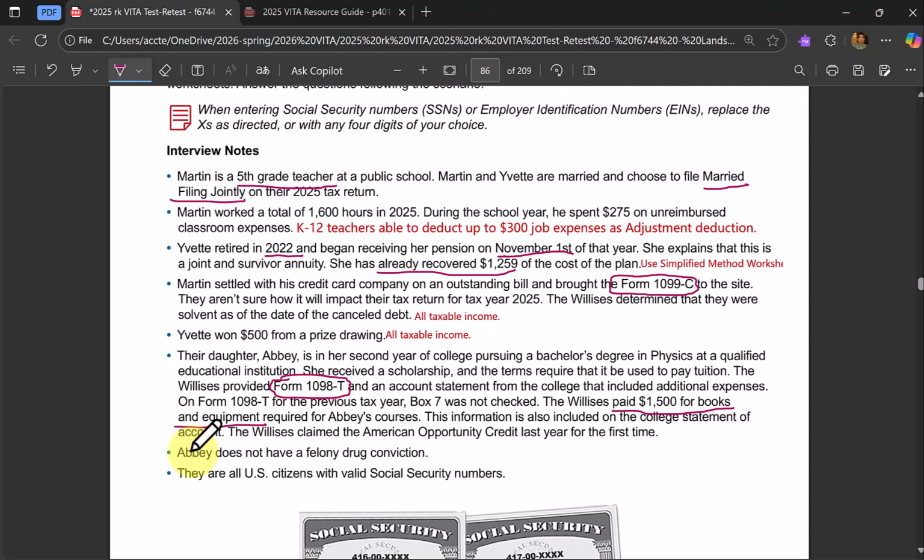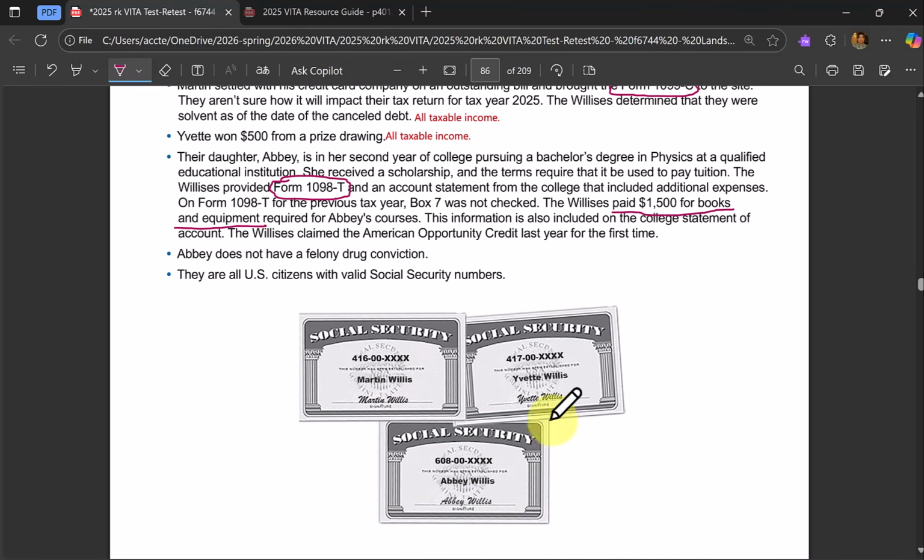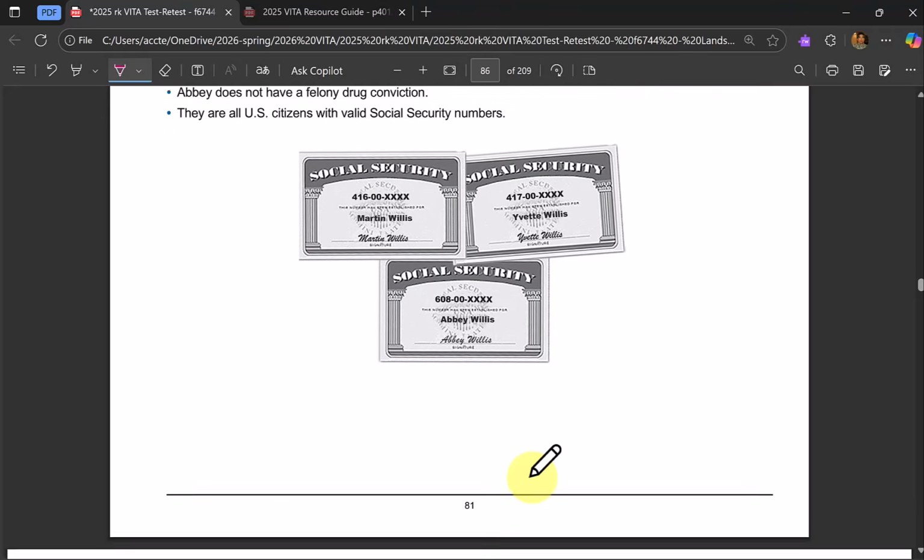Okay, and to be able to qualify for the better of two different education credits, our student Abby shouldn't have any felony drug convictions. All of them are citizens, and here you can see where we have their social security cards. Remember, at VITA, we're also required to get some type of photo ID for the taxpayers. That's Martin and Yvette, not necessarily a photo ID for Abby, although we need to see her social security card, all of their social security cards.